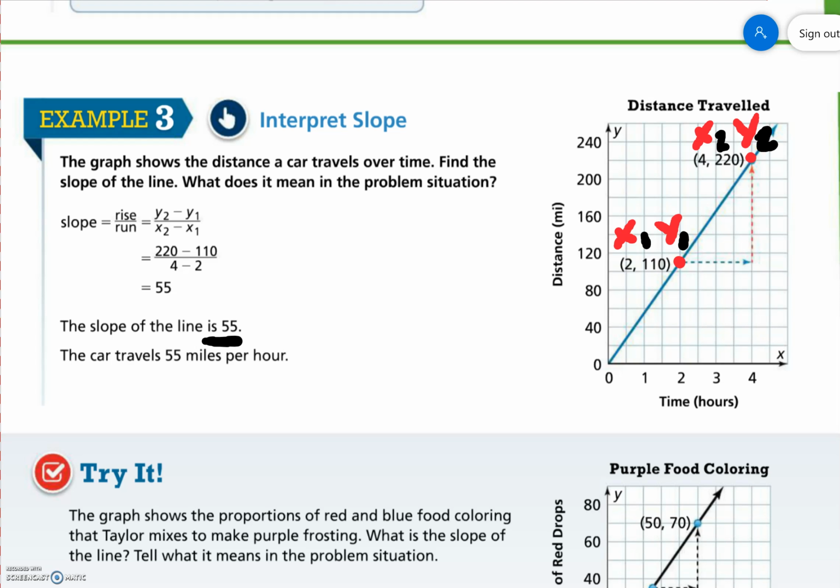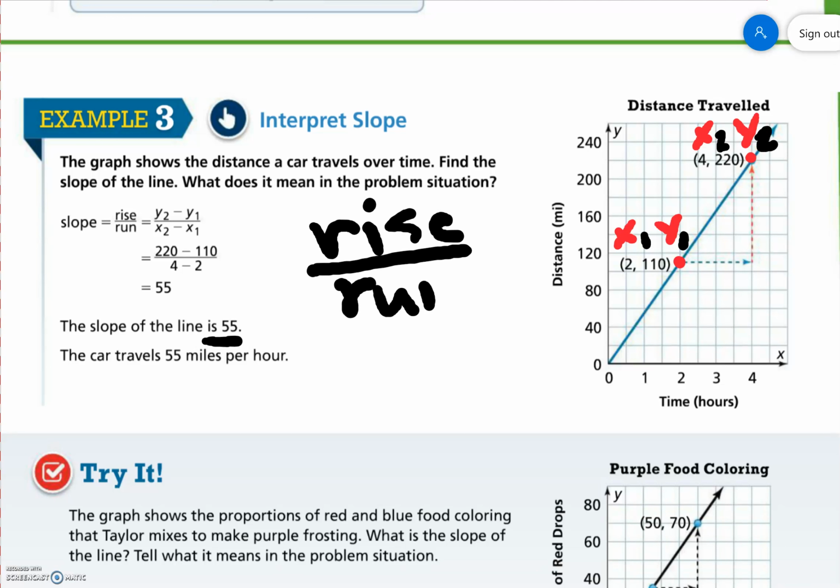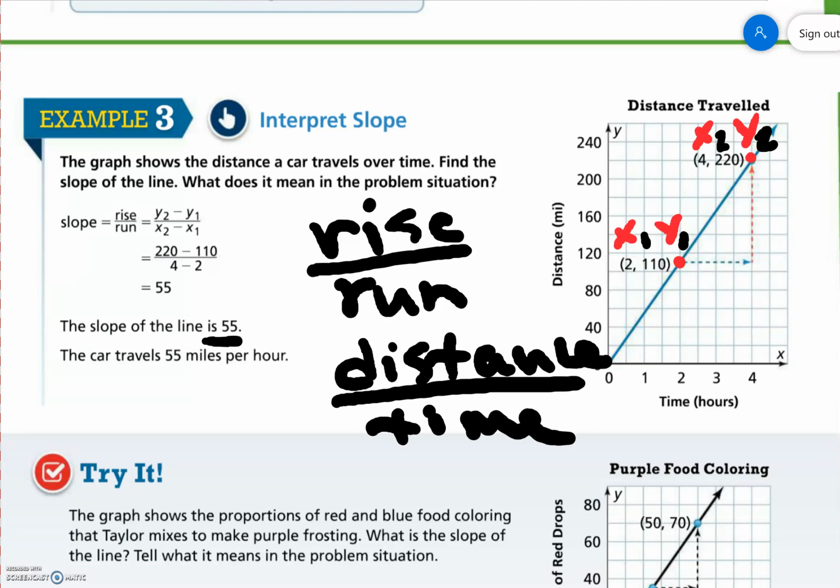Now they want you to know, what does that even mean? So what? We're finding slope, but what does it mean? Now it's rise over run, which is basically the y values over the x values. So our y value is distance, and our x value is time. That's telling me we do 55 miles per, remember per means to divide, an hour. That's our time. So you're looking at your distance and your time. Well, they measure distance in miles and time in hours.